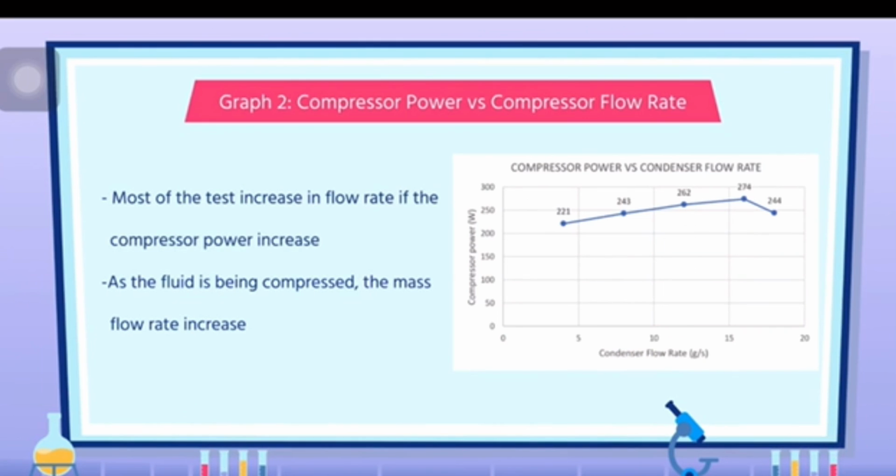The second graph is compressor power versus flow rate. As we can see, most of the tests show an increase in the flow rate as the compressor power increases, except for the fourth to the final test setting. As the fluid is being compressed in the compressor, the mass flow rate will increase due to the velocity, and therefore will demonstrate the increase in power.